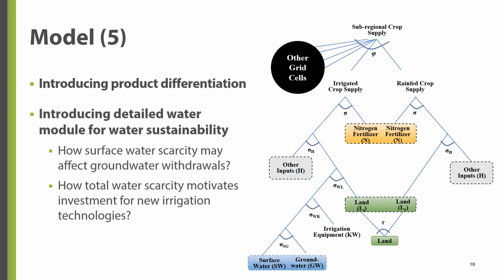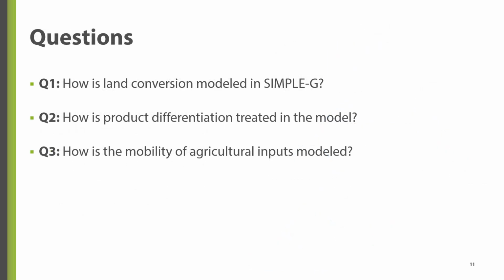Adding more detail to the gridded agricultural production can be beneficial for specific research purposes, but would require additional equations and additional parameters. For example, Model 5 includes a detailed water module and therefore must also include mathematical equations for demand and supply for groundwater, surface water, and irrigation equipment. If you're interested in learning more about this topic, please review Chapter 5 of the Simple G book, where you'll learn about the 5 common models, their features, variables, and mathematical equations.